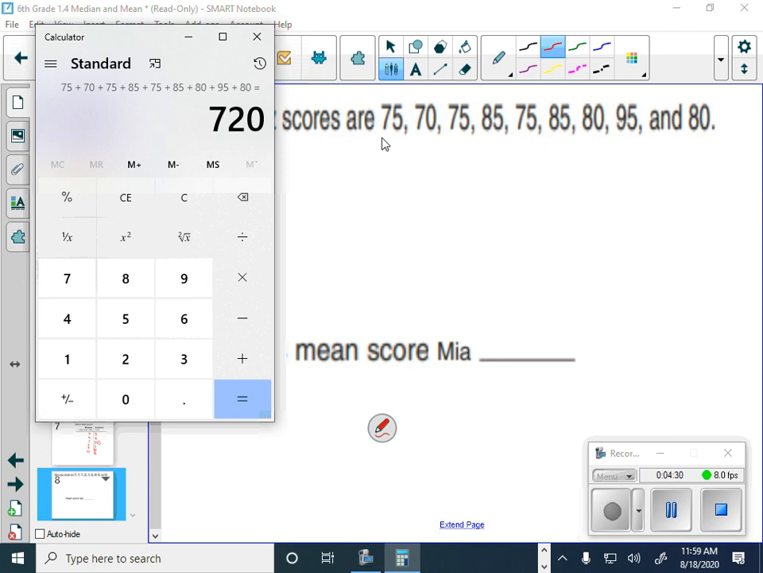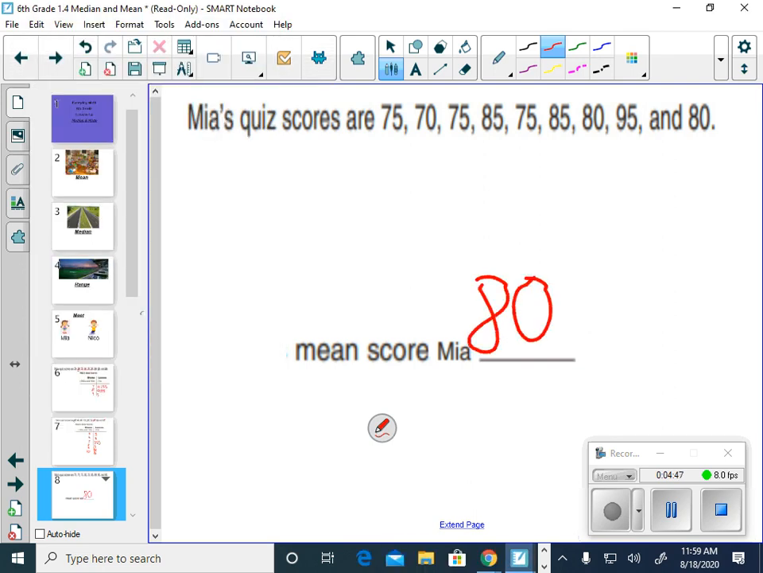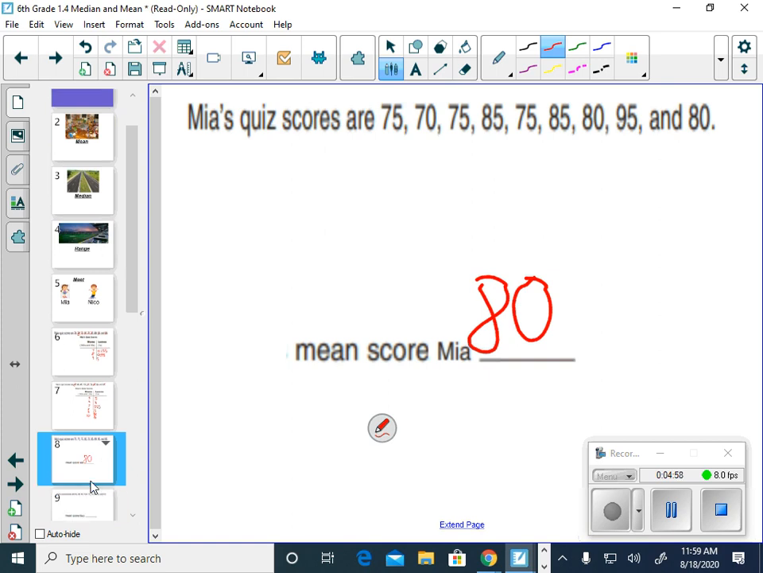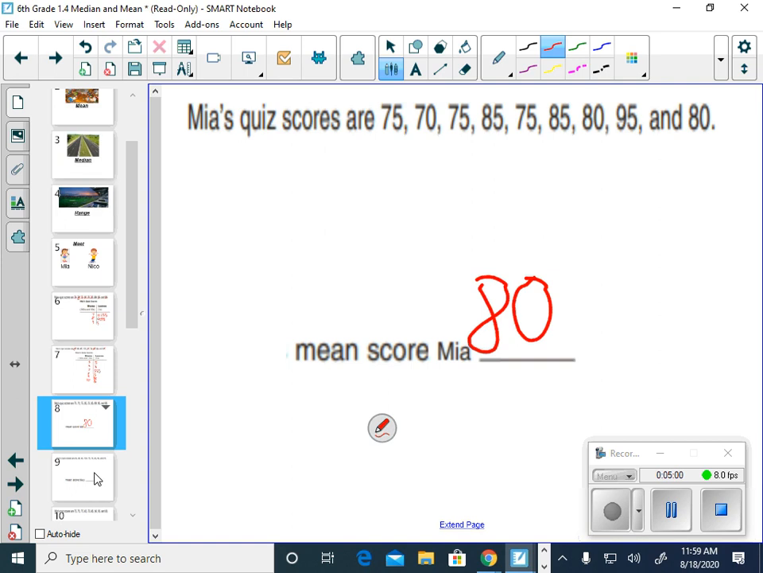Now I'm going to count how many numbers I have. 1, 2, 3, 4, 5, 6, 7, 8, 9. There's 9 of them. So I'm going to take this number and divide it by 9. And I get 80 for a mean score, or I should say an average score. So when I add all of Maya's tests up and I divide by 9, I get an 80. That would actually be her grade. That's how teachers kind of come up with grades.